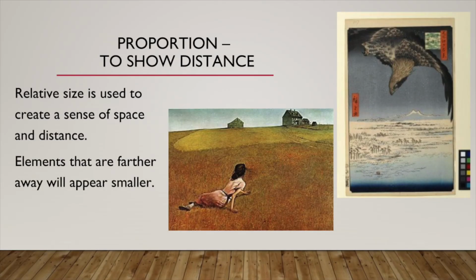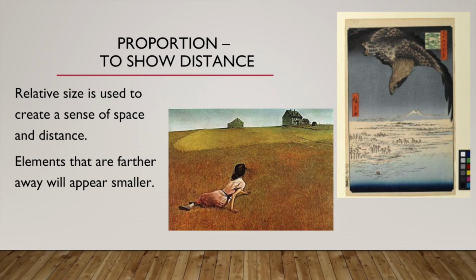Our next way to describe proportion is to show distance. Now I want you to take a look at the examples here. We can see this girl lying in this field, and she is almost larger than this farmhouse. But we know that she's larger than the farmhouse because she's supposed to be closer to us.